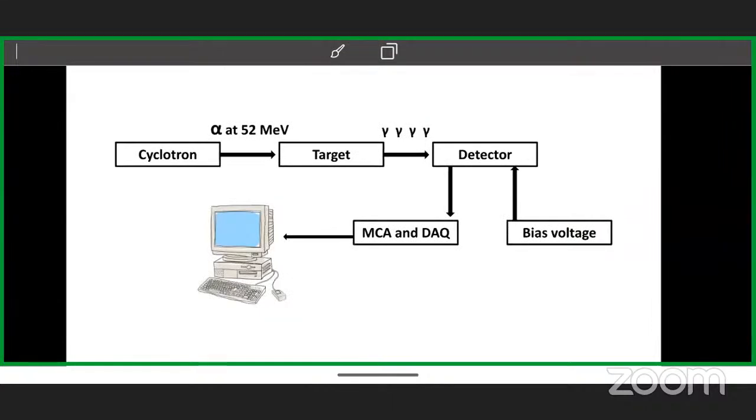So here is the entire plan simplified on paper. We have a cyclotron, we have a target, and we will bombard alpha particles on the target with an energy of 52 mega electron volts. Then the target will give us gamma. We will detect those gamma with our high purity germanium detectors. Then we will acquire those signals from the detector using a multi-channel analyzer, and we will save them to our digital acquisition system. We also need to bias our detector in order to get it functioning.